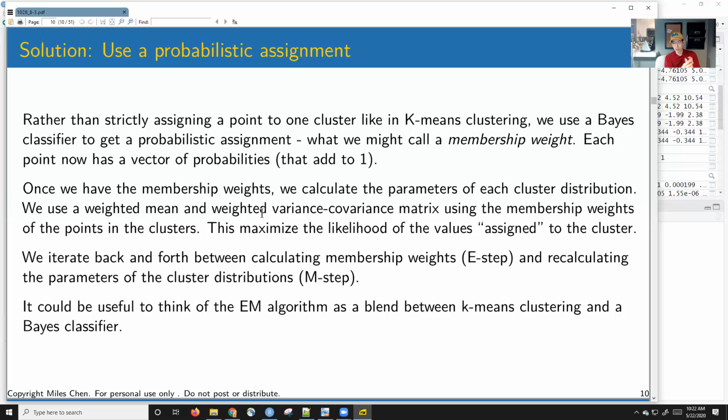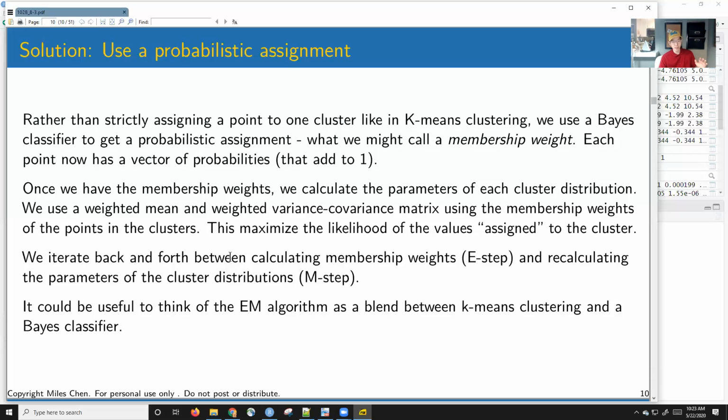Okay, and we're going to use the membership weights of the points in the clusters. What that does is it maximizes the likelihood of the values that are, quote, assigned to the cluster, right? And we do this and we iterate back and forth.